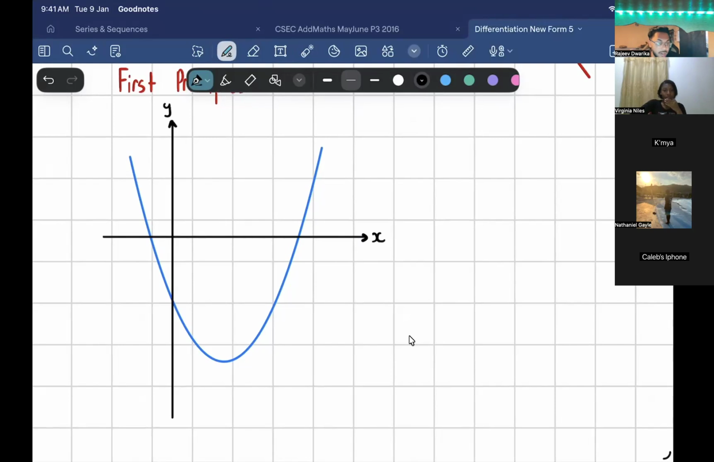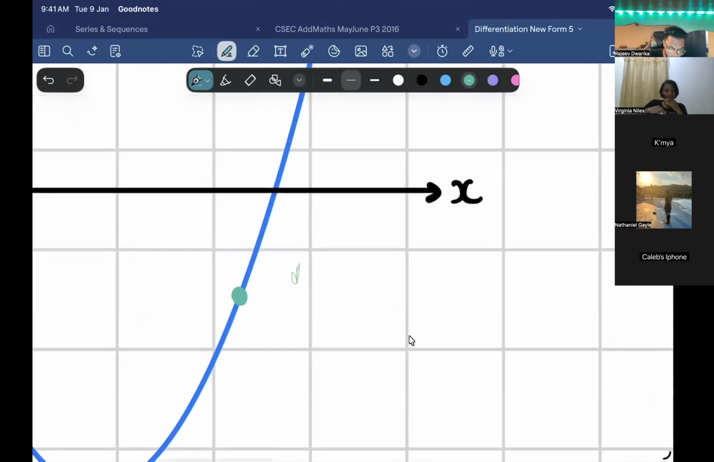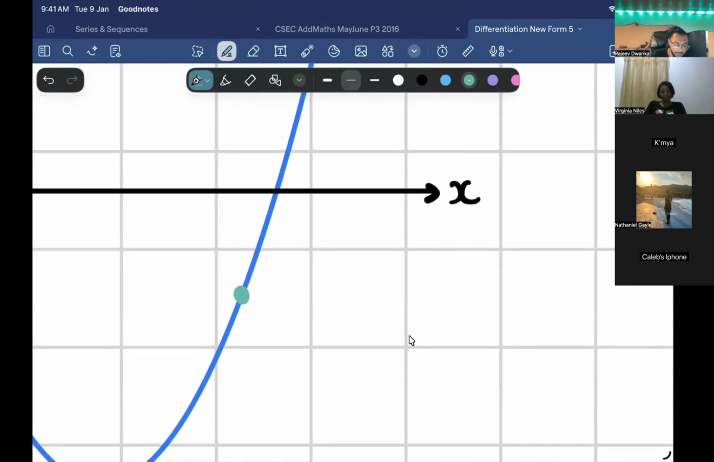Annotate a point on the graph. Who wants to do it? I see Caleb. Draw something there on the graph. Take your time. I'm going to take that like you meant somewhere over here. Yes, sir. Okay, no problem. Cool.